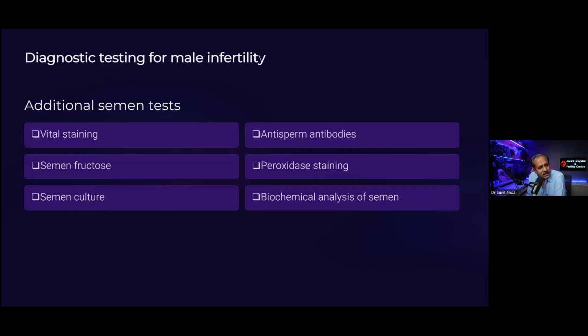Now, peroxidase staining is very important. See, what happens is, whenever you see a sample and you see a lot of pus cells, or you report as pus cells, they may not be pus cells. They may actually be round cells or immature spermatocytes for which you need a peroxidase staining. And you need a biochemical analysis, which if needed, you could do.